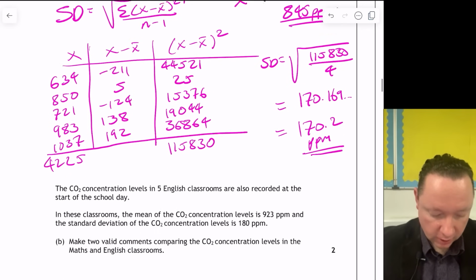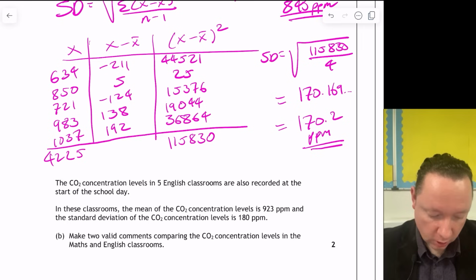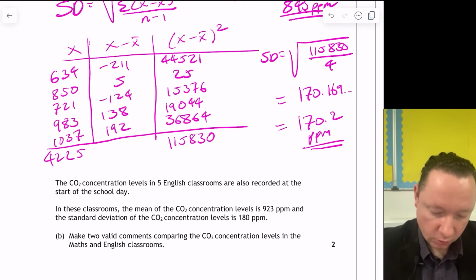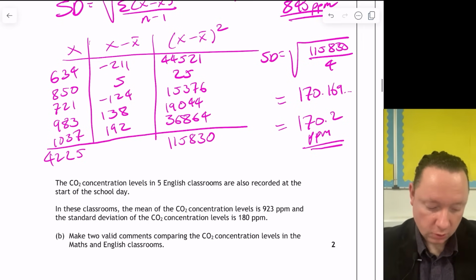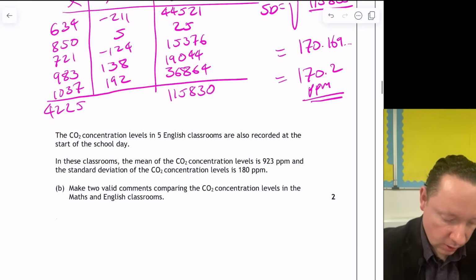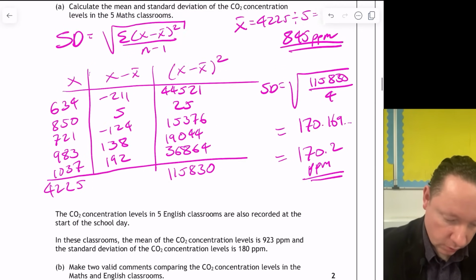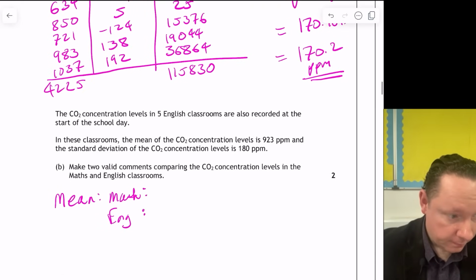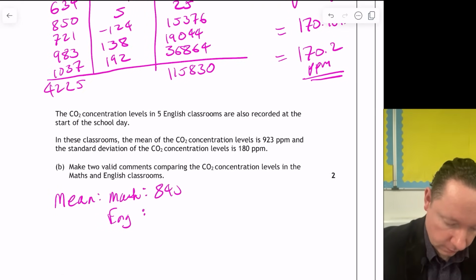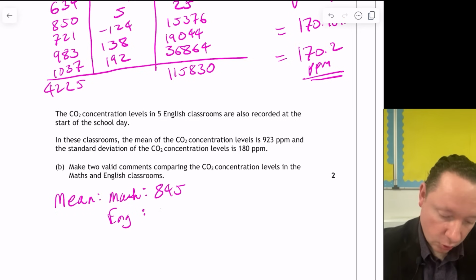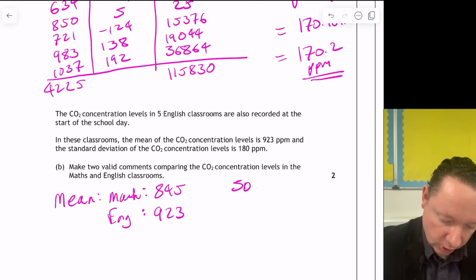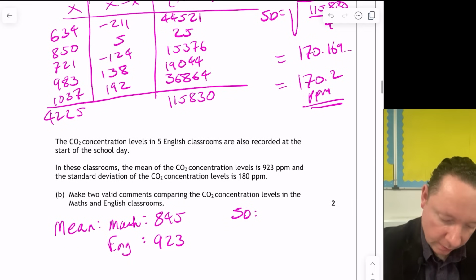Okay, so next part of this question. The CO2 concentration levels in 5 English classrooms are also recorded. In these classrooms, the mean was 923, and the CO2 concentration levels' standard deviation was 180. Make 2 valid comments. So let's look at the mean first. We've got maths and English. The maths mean was 845 and the English is 923. And for the standard deviation, maths was 170.2 or 170, and for English, we have got 180.